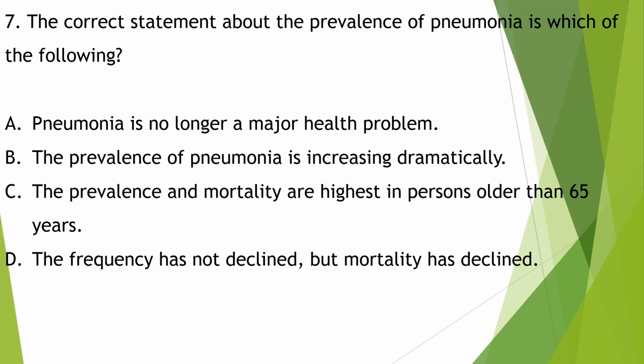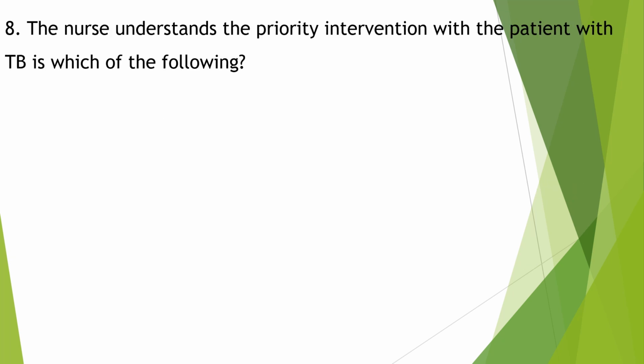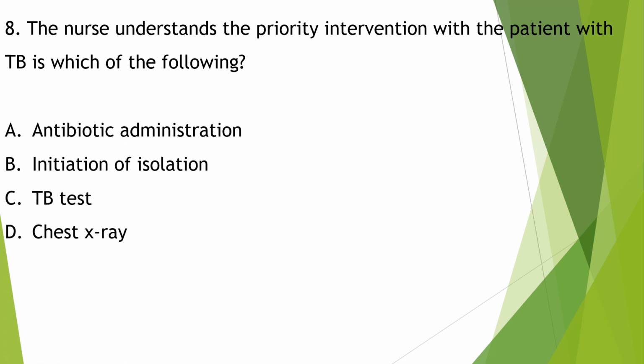Pneumonia is no longer a major health problem. The prevalence of pneumonia is increasing dramatically. The prevalence and mortality are highest in persons older than 65 years. The frequency has not declined, but mortality has declined. So the correct statement regarding the prevalence of pneumonia is, the prevalence and mortality are highest in persons older than 65 years.